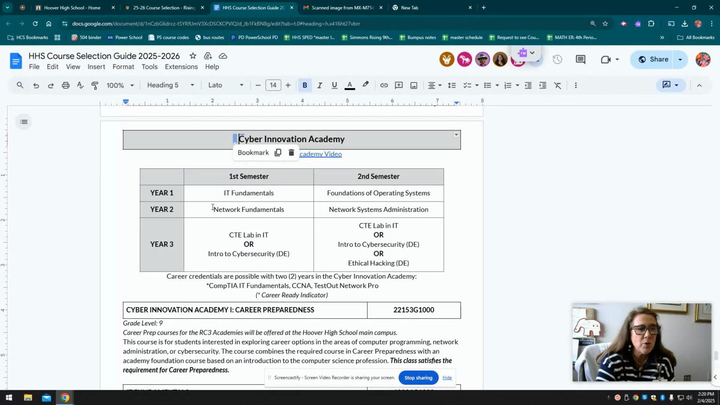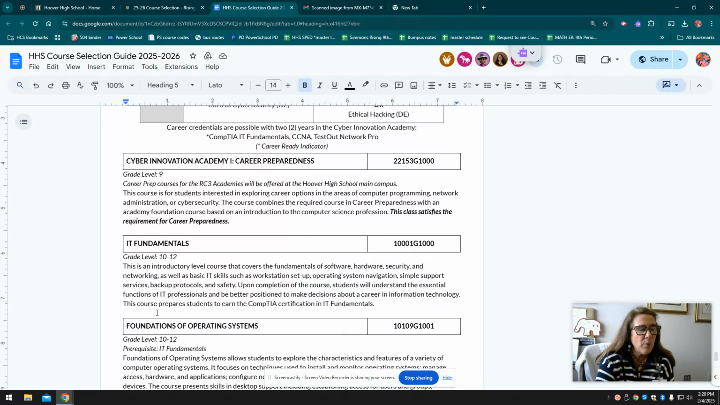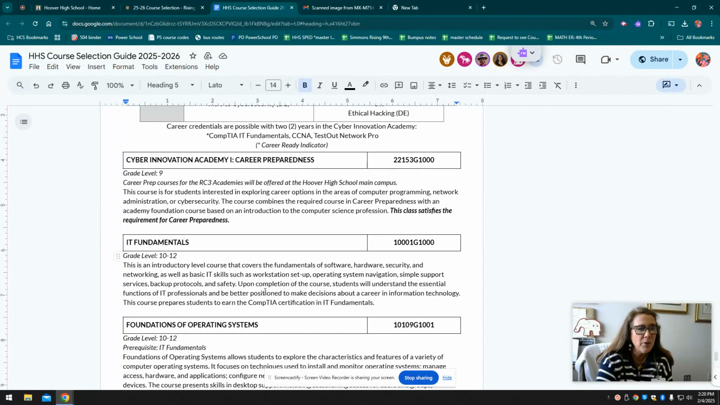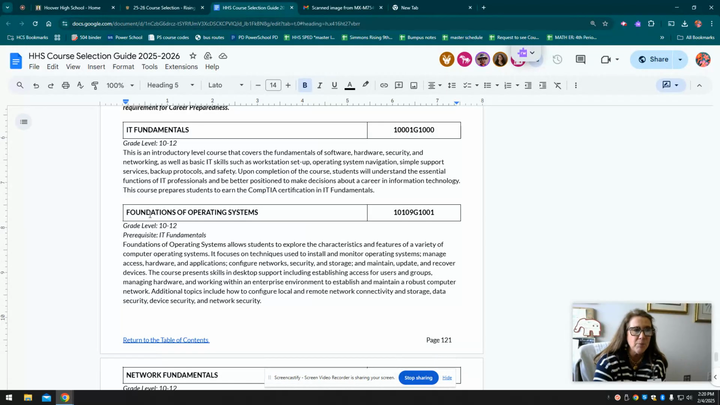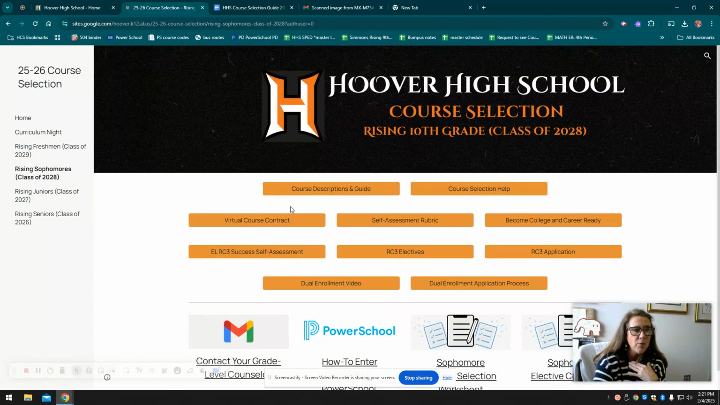So it would show them the two classes, IT Fundamentals and Foundations of Operating Systems. And right here, IT Fundamentals would tell them what the course entails and what it's going to be about. And they could also see the same for Foundations of Operating Systems. Okay, so this course description guide is very helpful, so I encourage parents and students to use this.